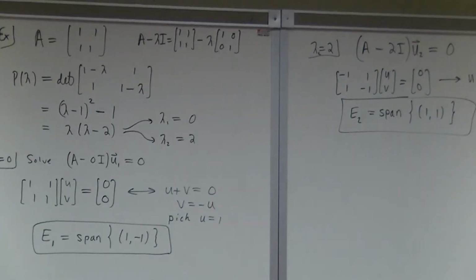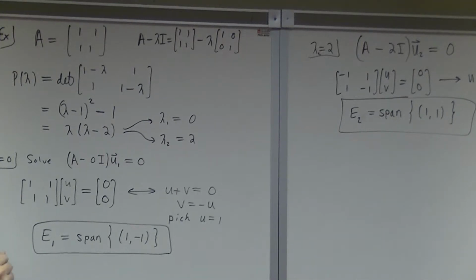What are you doing when you pick a value for u and v? Making a choice. Well, yeah, but what is it doing? Because it's a span, it means that if you multiply any constant by it, it's still an element of the span. I choose 1 because it's convenient, right?